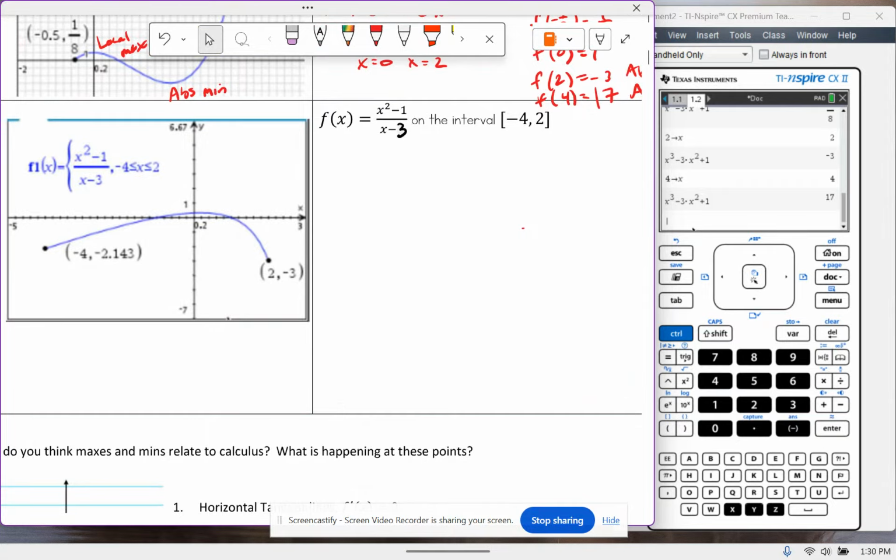All right, guys, what do you think? The next one? Let's find the derivative. What do you think? Let's find the derivative so we can find the critical points.